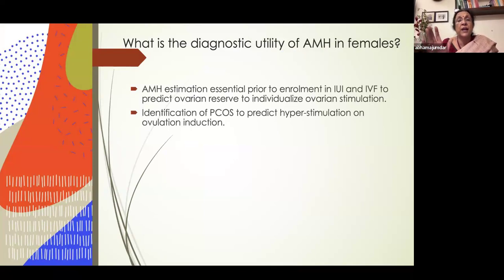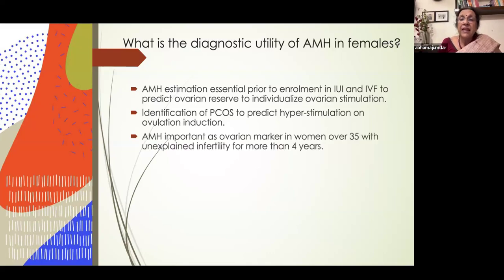So it is not only IUI and IVF, but even identification of PCOS or high responder ovulatory women when we are trying to stimulate them. For ovulation induction also, it is important to know the AMH so that we don't lead them to hyperstimulation. Then it is an important ovarian reserve marker in women over 35 with unexplained infertility lasting more than 4 years. That means they are having active sexual intercourse for more than 4 years.